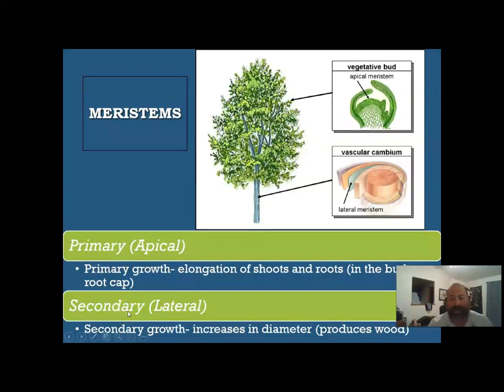We also have secondary meristems or lateral meristems, and that's doing secondary growth. The secondary growth is the increase in diameter in the trunk, and this is the part that produces wood. So you can see right here with the vascular cambium how it's showing our lateral meristem, and we'll keep adding layers and layers and layers, which allow this growth in diameter.